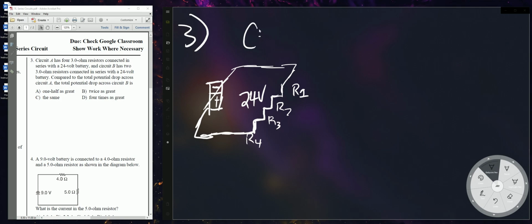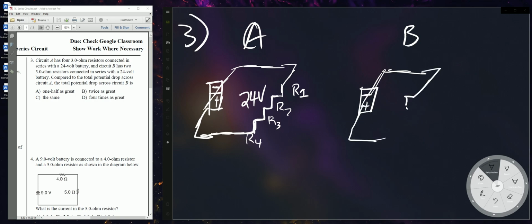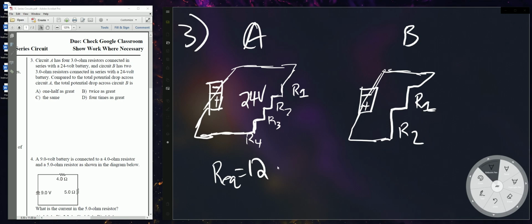Let's take a look at circuit A and B. I'm going to draw the same exact thing. First drop, second drop. This is R1 and R2. Now, this is going to take some conceptual knowledge. The resistance flowing across here is greater. So the total resistance is 12 ohms. Because you have a total resistance of 12 ohms, the current flowing through each is lower.